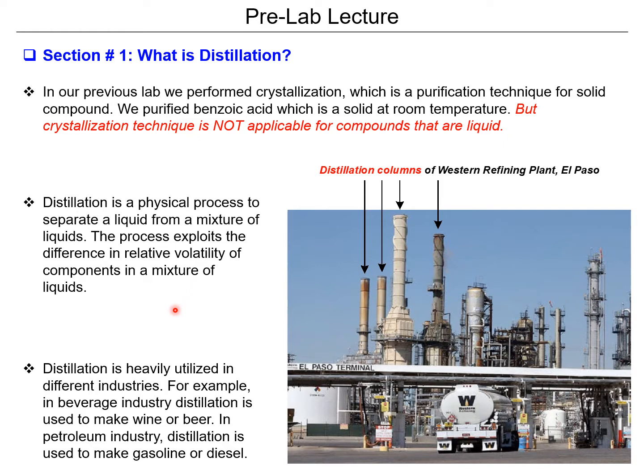Distillation is a heavily used process in industry. For example, you can see here in Ruston Refinery, they are producing gas and oil, diesel and all that stuff. Distillation is also used to make different kinds of alcohols such as wine or beer.